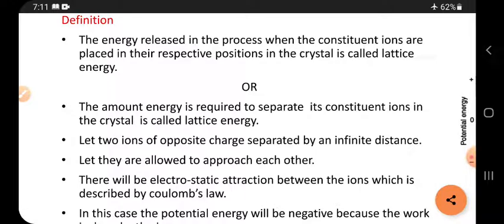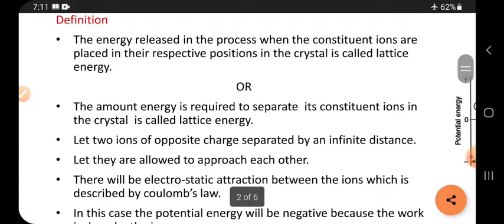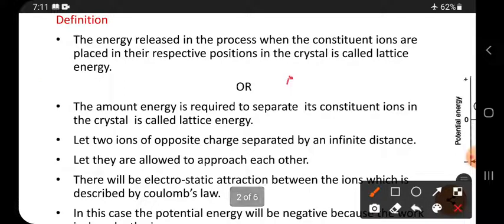in their respective positions. Suppose here one position is there, and here another position is there. So over here one ion has to be placed, and here another ion has to be placed. Then if you keep the ions in their places, what happens? They release energy. That released energy is called lattice energy.